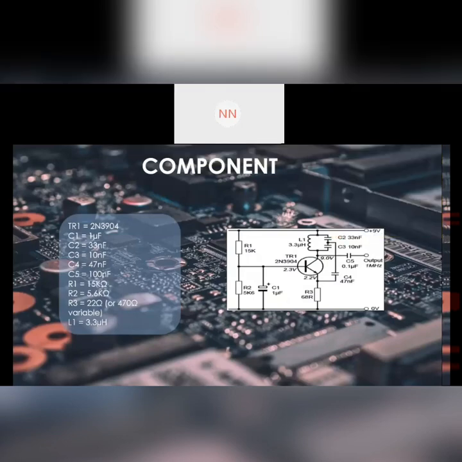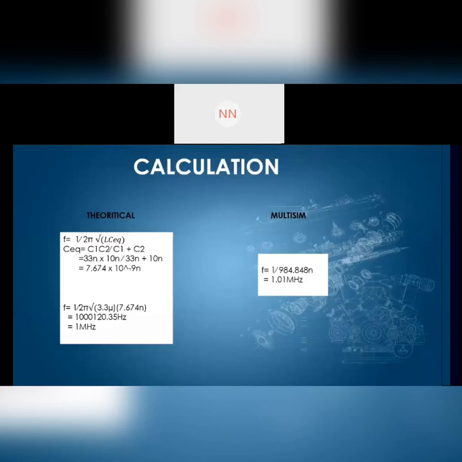There are 10 components that we use in this topic. First, the amplifier we use 2N3904, capacitor 1 is 1 microfarad, capacitor 2 is 33 nanofarad, capacitor 3 is 10 nanofarad, capacitor 4 is 47 nanofarad, capacitor 5 is 100 nanofarad, resistor 1 is 15k ohms, resistor 2 is 5.6k ohm, resistor 3 is 22 ohms, and inductor 1 is 3.3 microhenry.